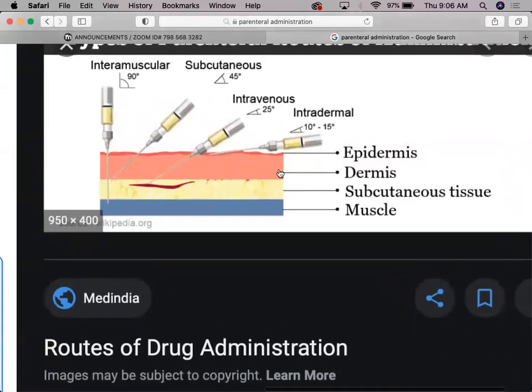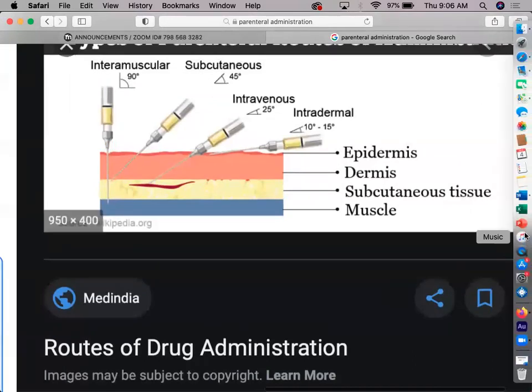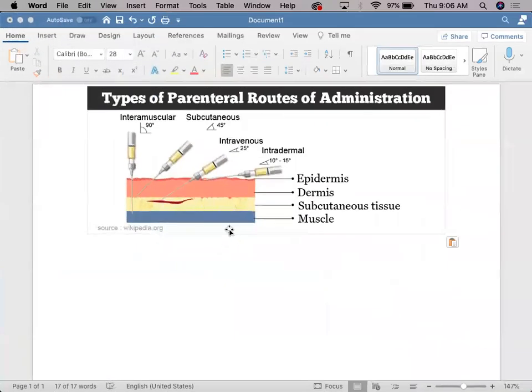Okay, so this is a lovely picture, and then let's add to these little notes that I'm going to create for you guys. This is a lovely picture because I could ask, where does the needle end up, or where is the medication supposed to end up? It's supposed to end up in these layers. Intramuscular, of course, muscular. Subcutaneous, in the fat or the subcutaneous tissue. Intravenous, you're supposed to be in the vein. And intradermal, epidermal, top layer of the dermal at best, and creation of a wheal.